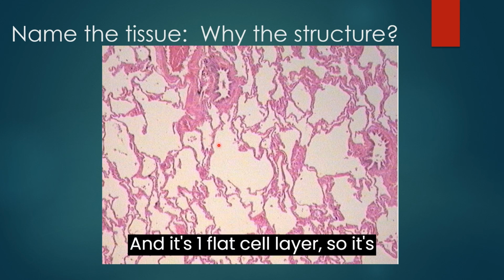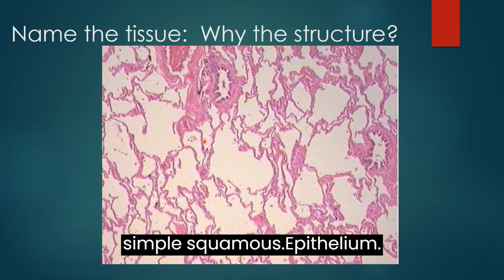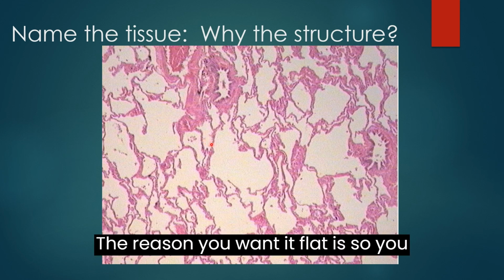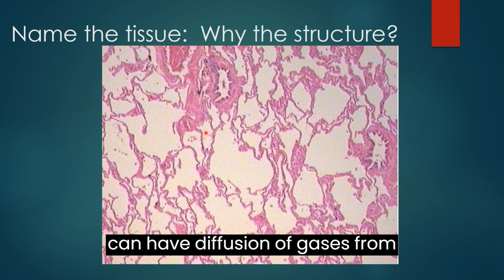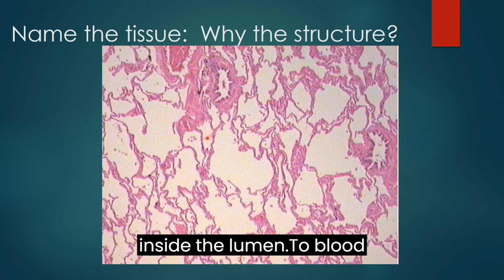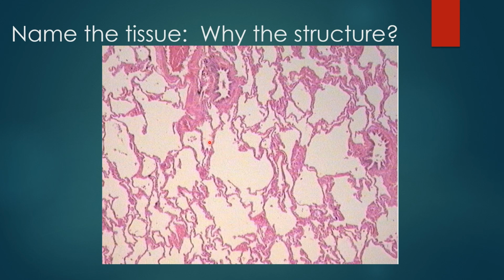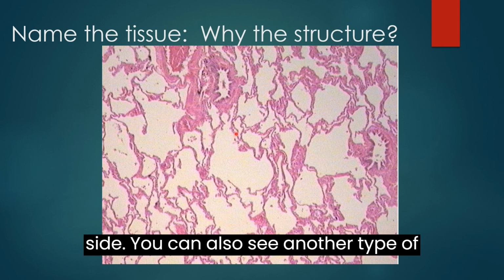And it's one flat cell layer, so it's simple squamous epithelium. The reason you want it flat is so you can have diffusion of gases from inside the lumen to blood vessels that would be on the opposite side.